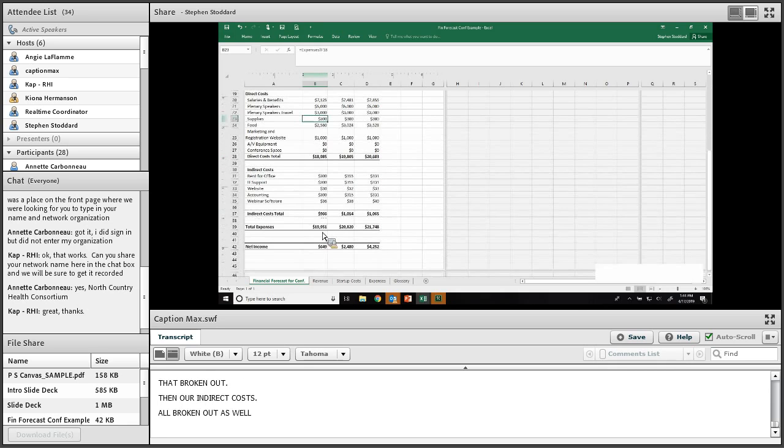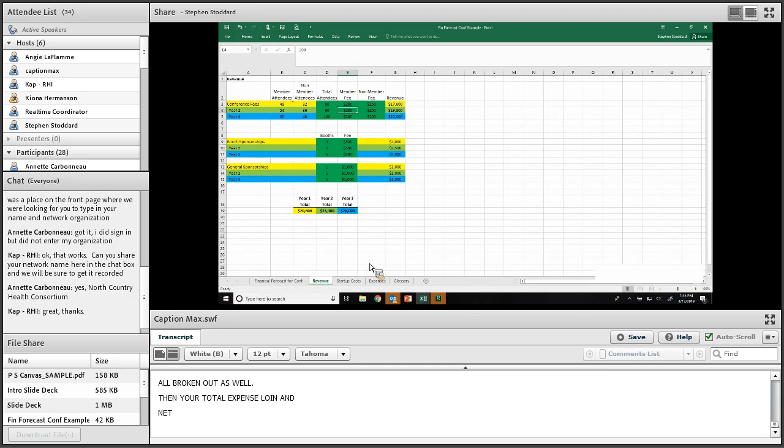So there's some brief definitions, and if we jump over to the overview financial forecast on the conference example, as you can see, we have 3 years represented. We have a revenue section, an expense section, and then at the bottom we have a net income section. And so the expense section includes startup costs, our direct costs, and all that broken out, and then our indirect costs all broken out as well. And then a total expense line, and then your net income at the bottom.